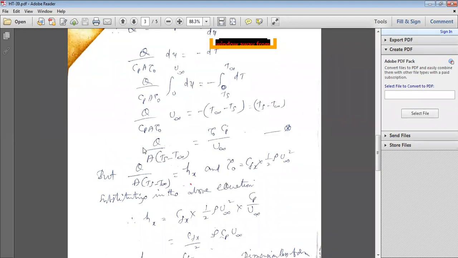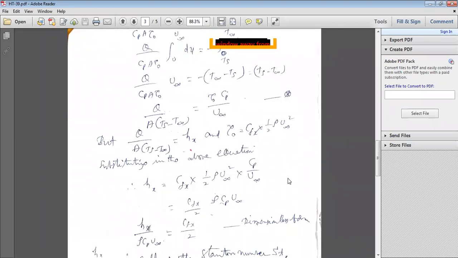Or in other words, Q by area into Ts minus T free stream. You take this Ts minus T free stream to the left hand side. So Q by area into Ts minus T free stream is equal to tau naught into Cp. You take tau naught into Cp to the right hand side, and u free stream as well. That's why this is equal to tau naught into Cp divided by u free stream. So finally, after integration and substituting limits, the equation becomes Q by area into Ts minus T free stream is equal to tau naught into Cp divided by u free stream.